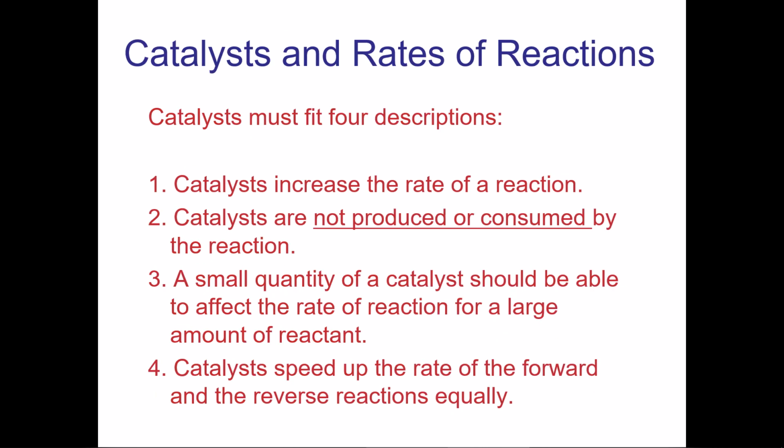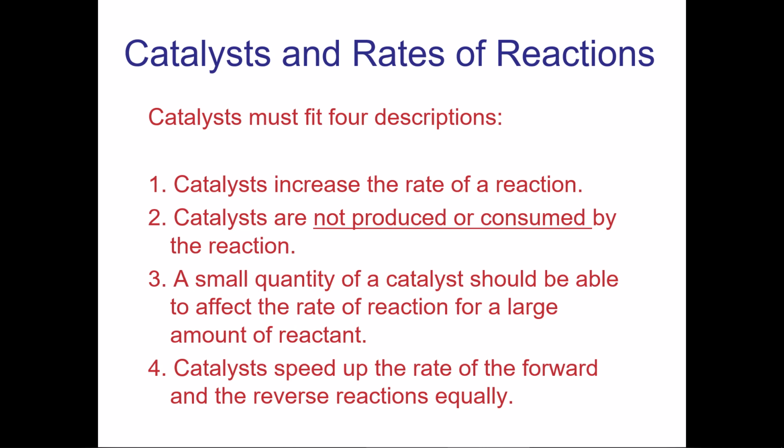So these are our 4 different key requirements for a catalyst. Catalysts must increase the rate of the reaction. That's their whole point. If they're not increasing the rate, they're not really doing anything. They cannot be produced or consumed by the reaction. So when we look at writing out our mechanism, our catalyst cannot be something that is being produced, like an intermediate. It cannot be consumed, like an intermediate. Catalysts are put in at the beginning of the step, and they come out at the end.